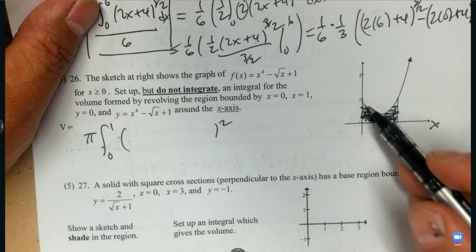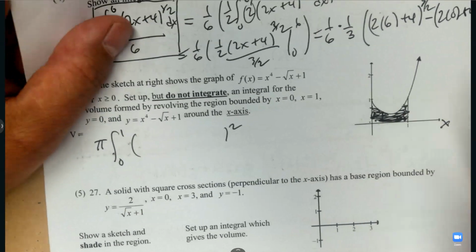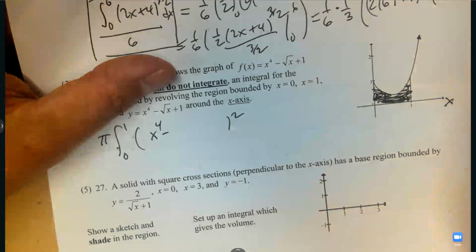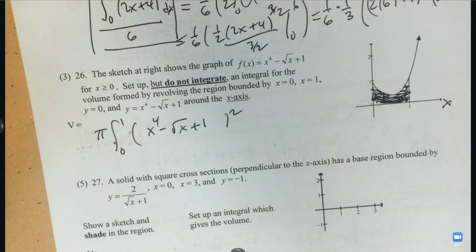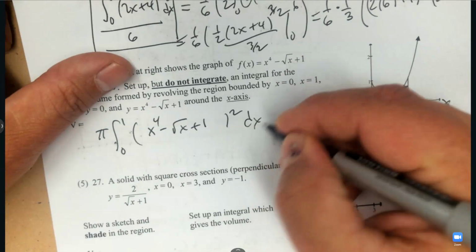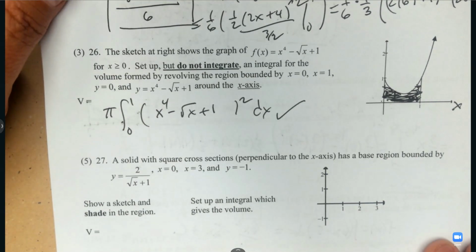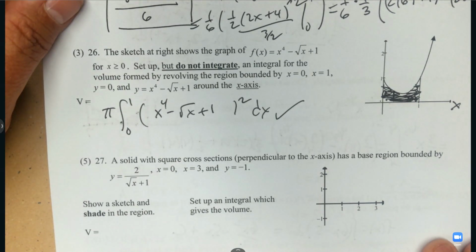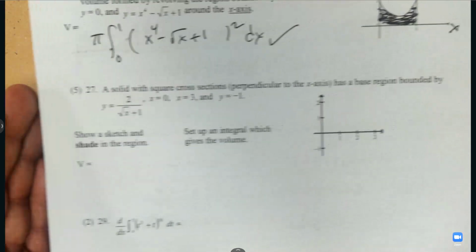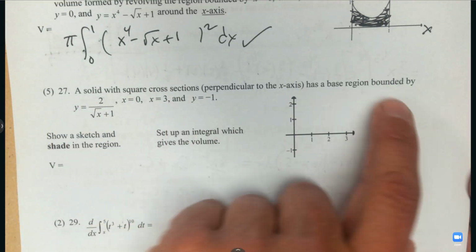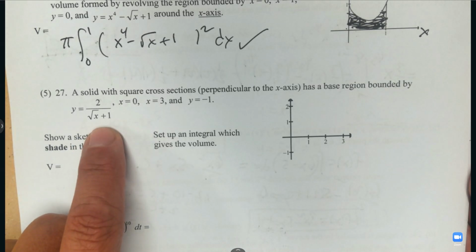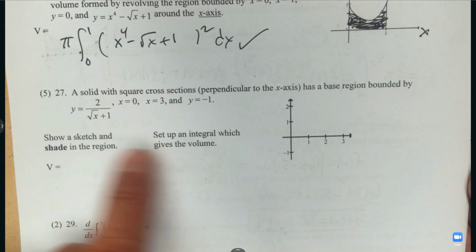circle, one radius. And so top subtract bottom is the curve, which is x to the fourth subtract root x plus 1. And the bottom is subtract 0, which I don't need to write down. And there it is to find the volume revolving around the x-axis. All right, next one I got a graph. It says a solid with square cross sections has a base region here. And it says show a sketch of this.